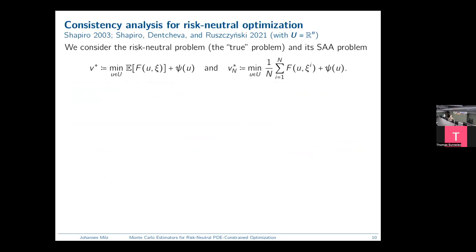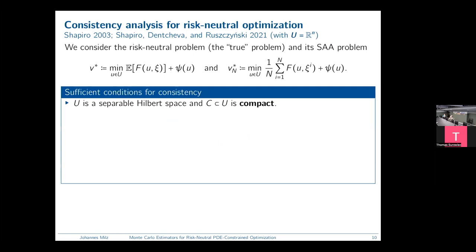So now I want to talk about how consistency can be established for a class of optimization problems. This class includes the ones we are interested in today, in particular the semilinear PDE-constrained problem. Our risk-neutral problem, the problem on the left, which I call the true problem, is sometimes also called the actual problem. On the right, we have our SAA approximation. Now I list a couple of assumptions that will yield consistency. These assumptions will be verified for our semilinear PDE-constrained optimization problem.